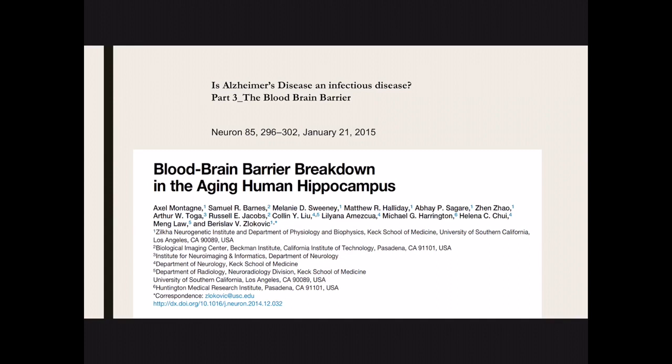And as it turns out, our blood-brain barrier tends to slowly break down, as many other organs do in the body, but the location is quite specific, namely around the human hippocampus. So this is very recently published work in 2015. This is work done at the California Institute of Technology and USC in Southern California.